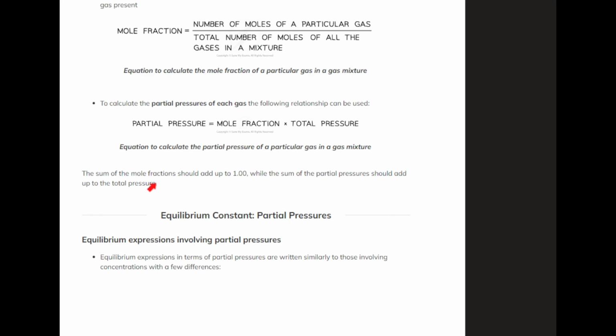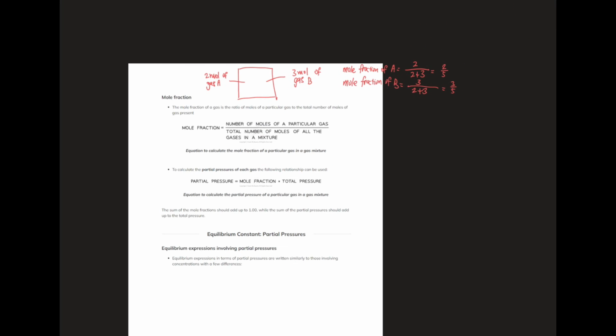Logically this is true, as you can see. 2 over 5 plus 3 over 5 adds up to 1. That's the sum of the mole fractions. And if you add up the partial pressure of gas A and the partial pressure of gas B, then you get the total pressure.